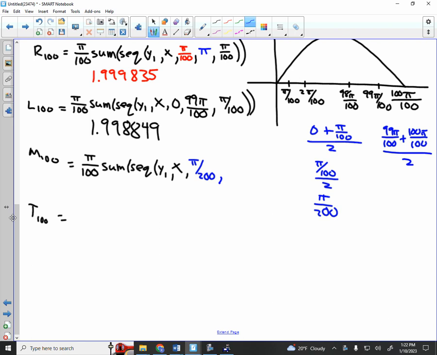Again, the way we calculate the midpoint is we add them and divide by 2. So I get 199 pi over 100 divided by 2. Anybody want to guess what 199 pi over 100 divided by 2 is? 199 pi over 200. And then I go, our width is still pi over 100. Our width does not change. People sometimes change it on the test. Don't change it. The width is the same.